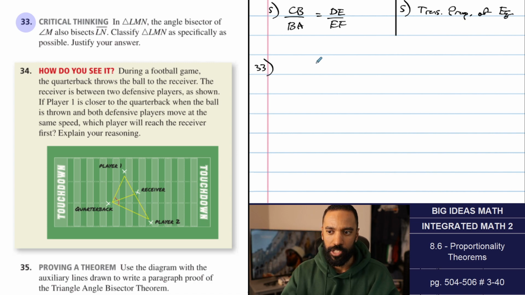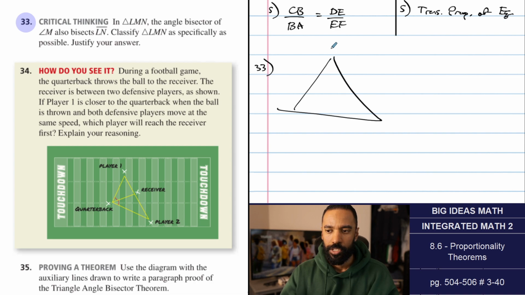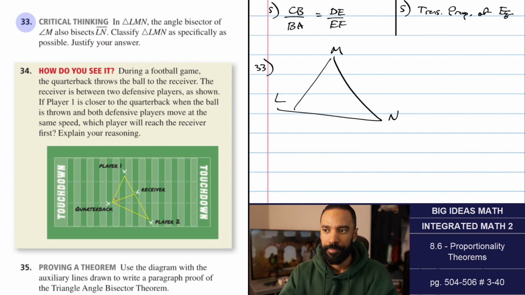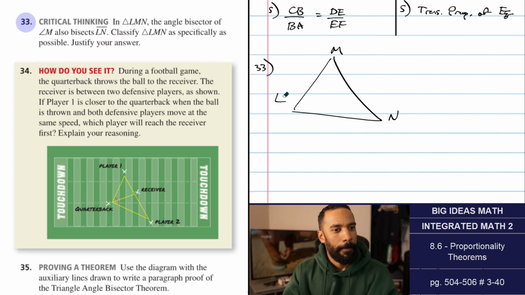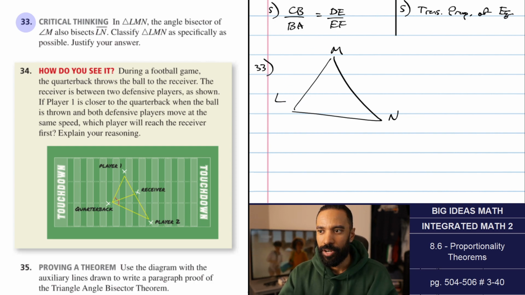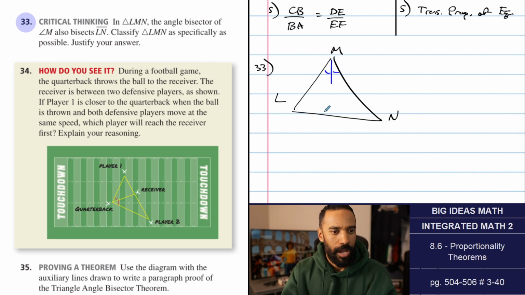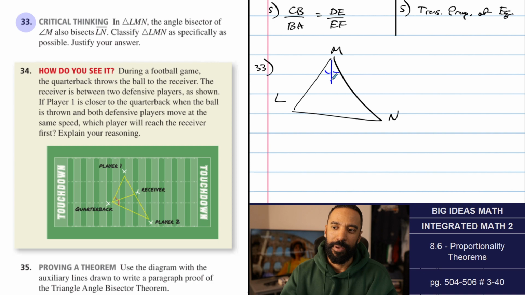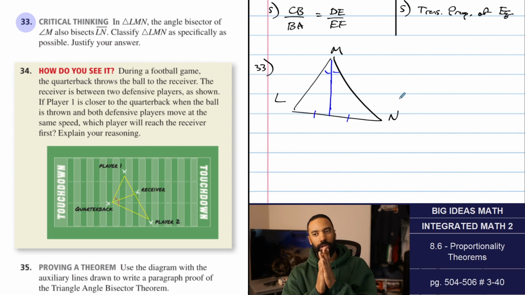Let's draw something random to see what they're talking about. So here's triangle LMN. And they said the angle bisector of angle M also bisects LN. Boom. Justify your answer.